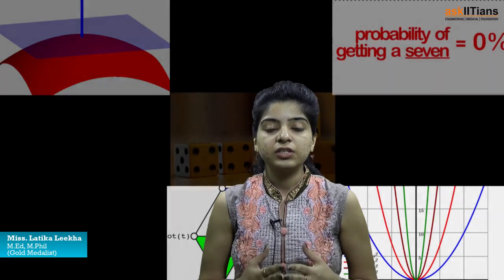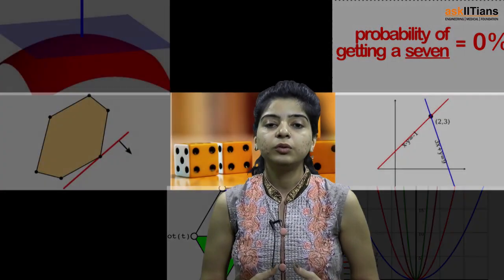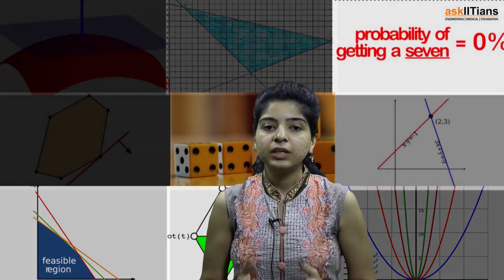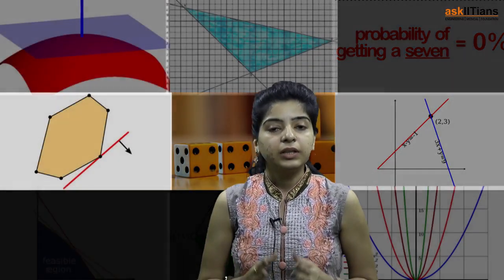Hello students, welcome back. So now this section is extremely important. We are now going to discuss the graphical methods of solving a LPP, that is a linear programming problem. There are two graphical methods, corner point method as well as the ISO profit, ISO cost method.